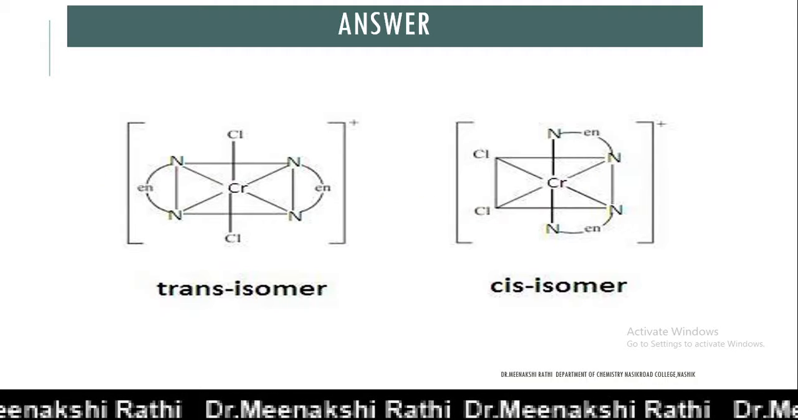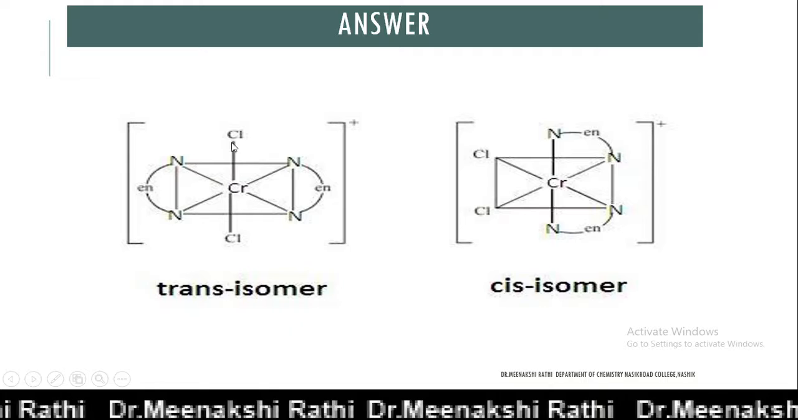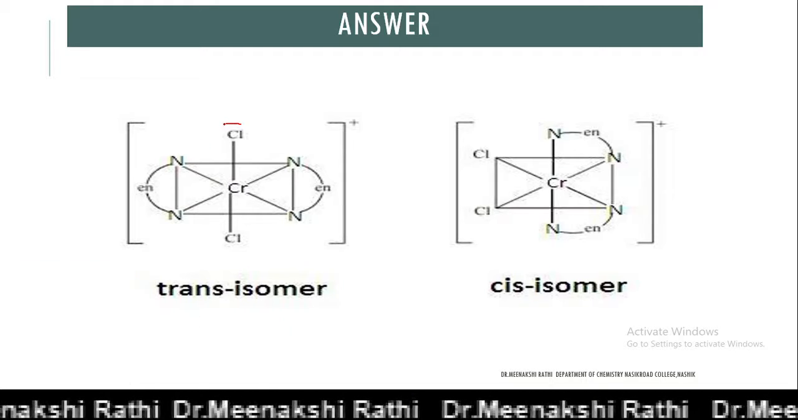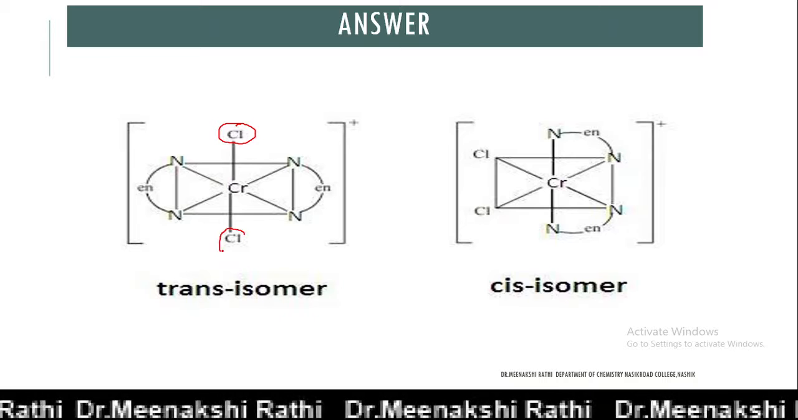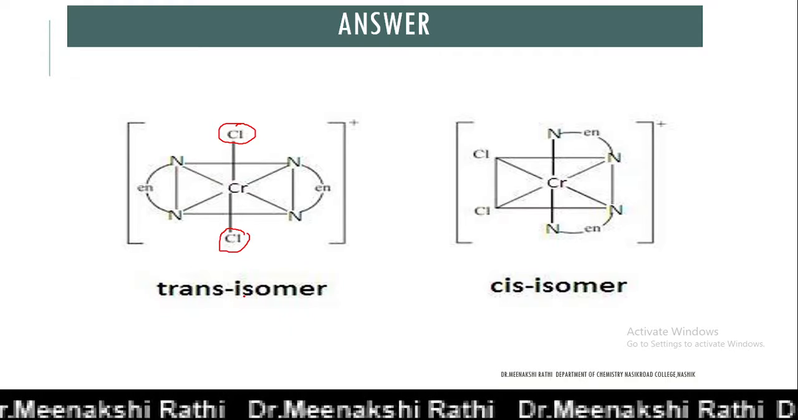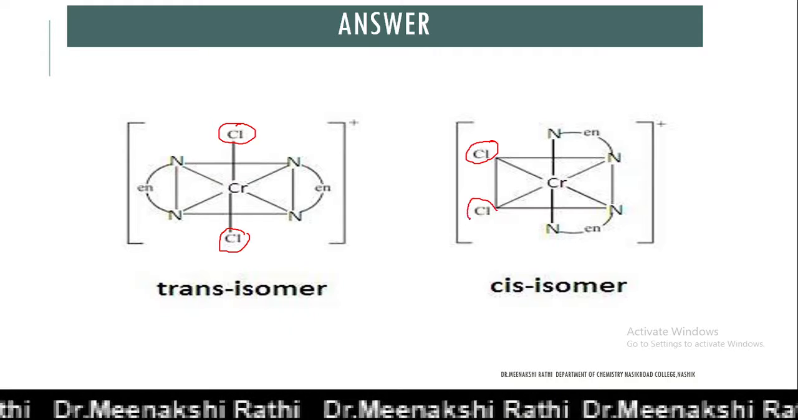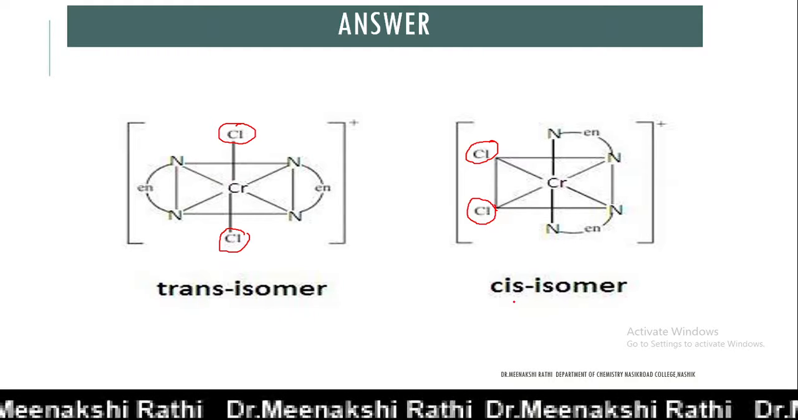Here you can see that two similar groups, chlorine, are on opposite sides, so it is a trans isomer, while here two chlorines are on the same side, so it is a cis isomer.